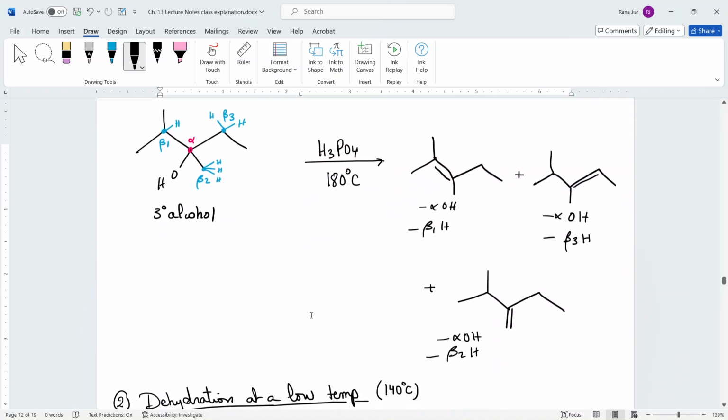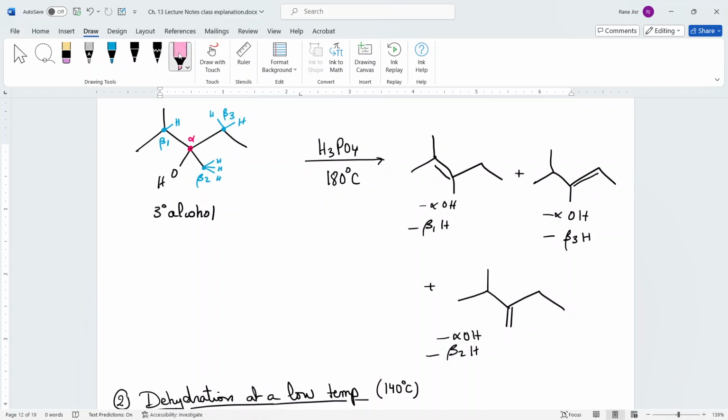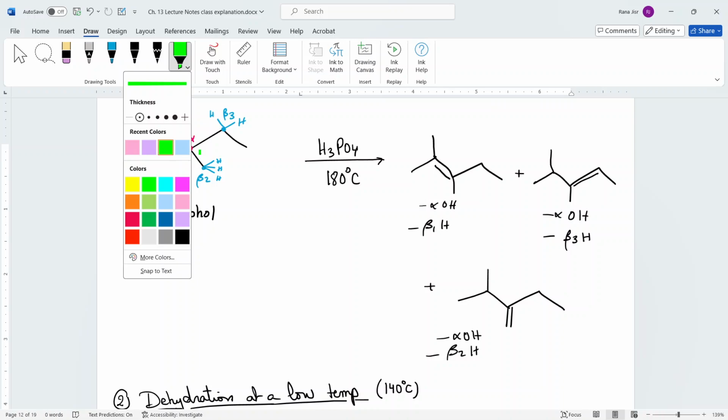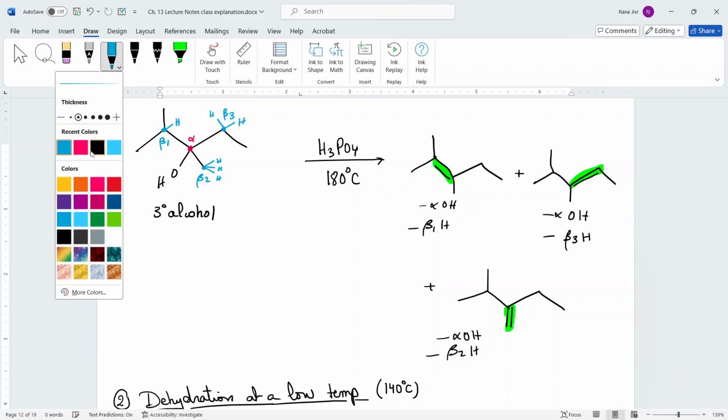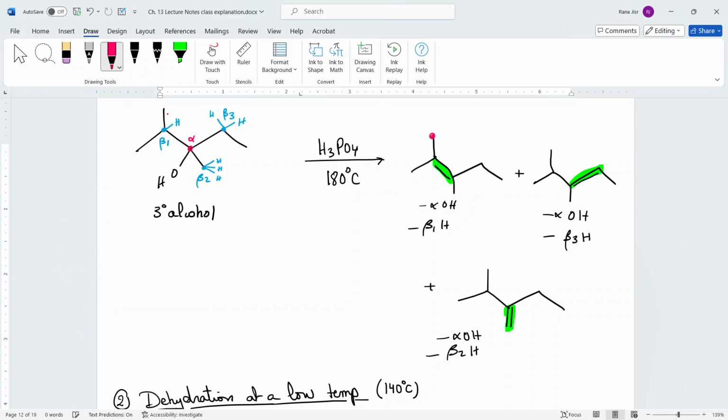So let's go ahead and check which one is the most substituted. Okay, so highlight all of these alkenes in there and consider the degree of substitution of each. So this one is a tetra substituted alkene. This one here is going to be 1, 2, and 3, the number of carbons around the alkene, it's a tri. And this one here is a di.